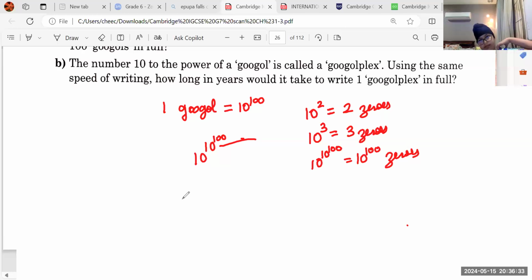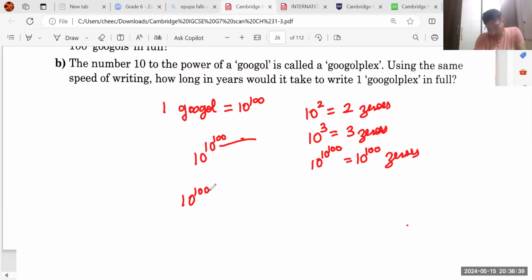Guys, any confusion? So 1 zero we take 1 by 5 seconds to write. So 10 to the power 100 zeros we will take 1 by 10 to the power 100 into 1 by 5. Correct? There is one which takes 1 by 10 second. This you can ignore also. Answer will not change because this is very small with respect to this.